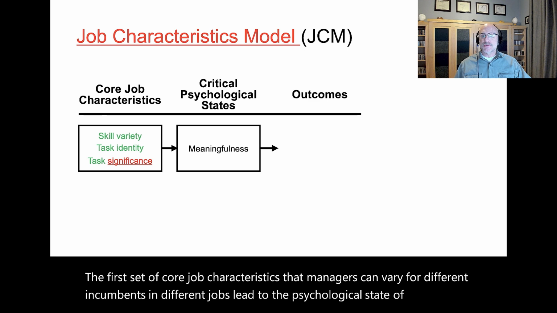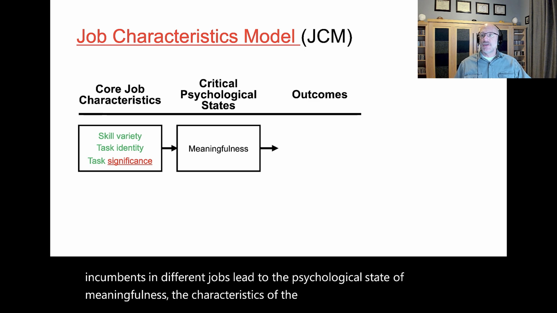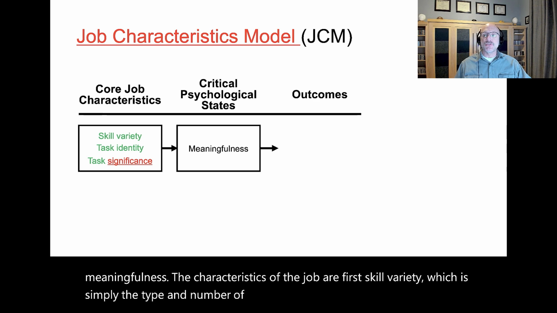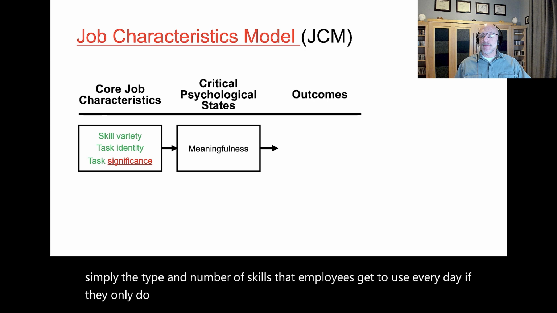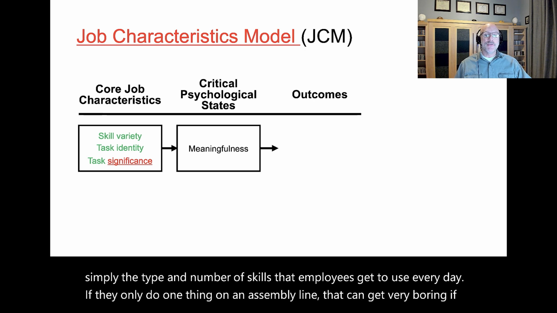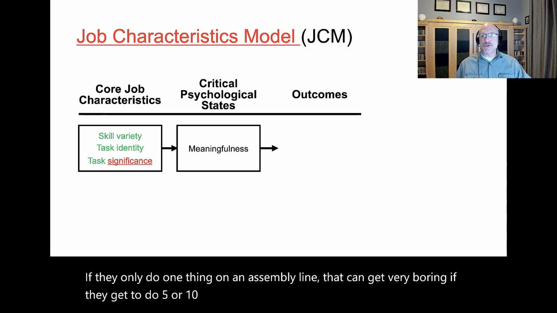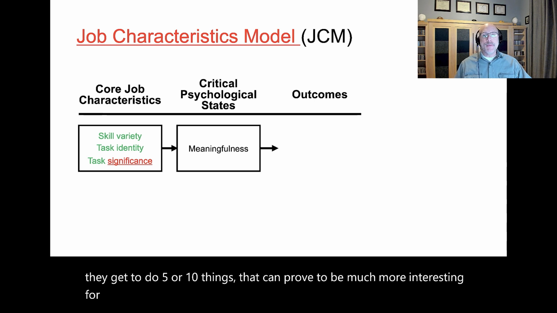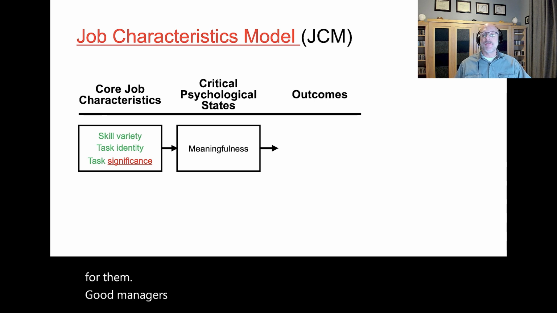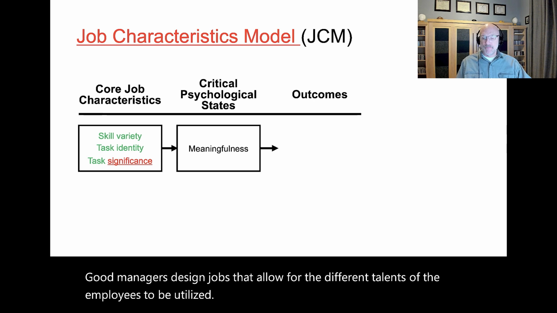The characteristics of the job are, first, skill variety, which is simply the type and number of skills that employees get to use every day. If they only do one thing on an assembly line, that can get very boring. If they get to do 5 or 10 things, that can prove to be much more interesting for them. Good managers design jobs that allow for the different talents of the employees to be utilized within reason.